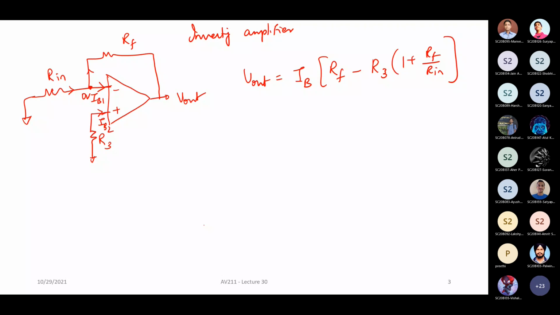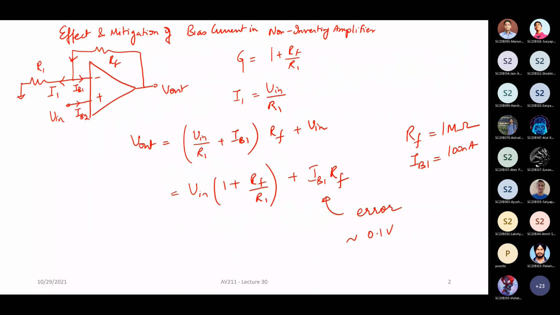Now, if you select R3 to be Rn parallel to RF, the effect is cancelled out. At the end of the day, you also have an offset current, which is the magnitude of IB1 minus IB2. The error will turn out to be only IOS times RF.